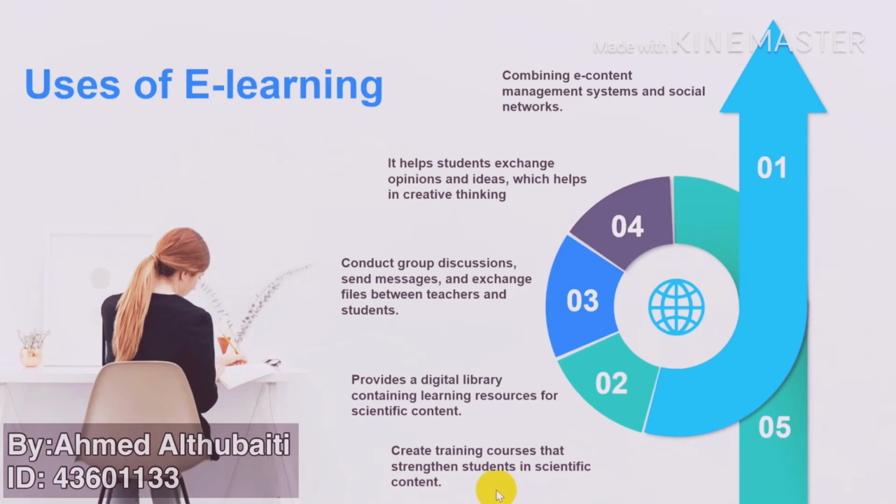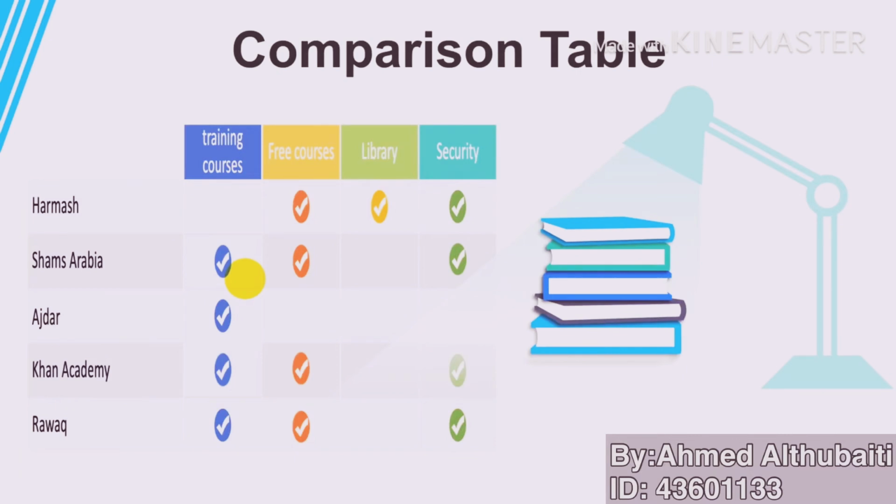The second slide compares a table of some e-learning platforms. The first one is Hermash, which has a free course, library, and security. The second one is Shams Al Arabiya, which has a training course, a free course, and security.